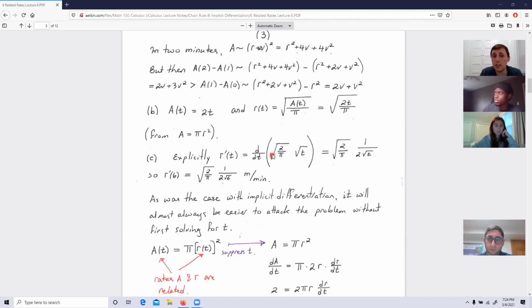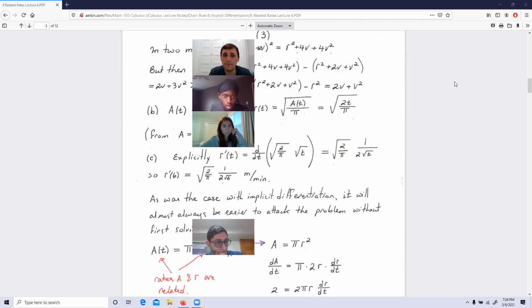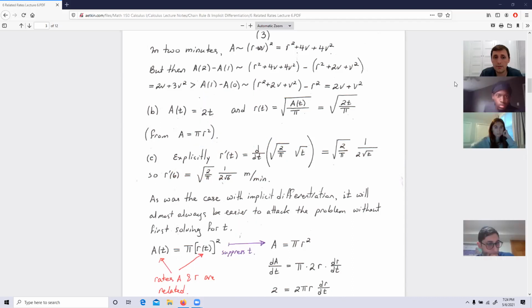The derivative of r of t, which is root of 2 over pi times root of t, is this number. And 6 minutes into that video, it's root of 2 over pi times 1 over 2 root 6. So I can easily figure out the speedometer function for the radius. At 6 minutes in the video, this is what the speedometer is showing. Simplify it, and you get a number that the speedometer is showing.